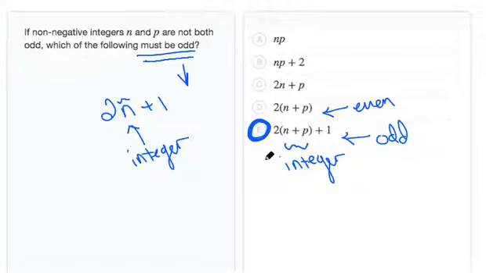Now, we could arrive at the same exact answer choice if we had picked numbers, and we might have to pick a couple of values of n and p. But with these types of questions that ask which must be odd or which must be even, a lot of times we can find the answer by just looking at the choices that they give us, and not having to go through that whole process. So our final answer is answer choice E, 2 times n plus p, plus 1.